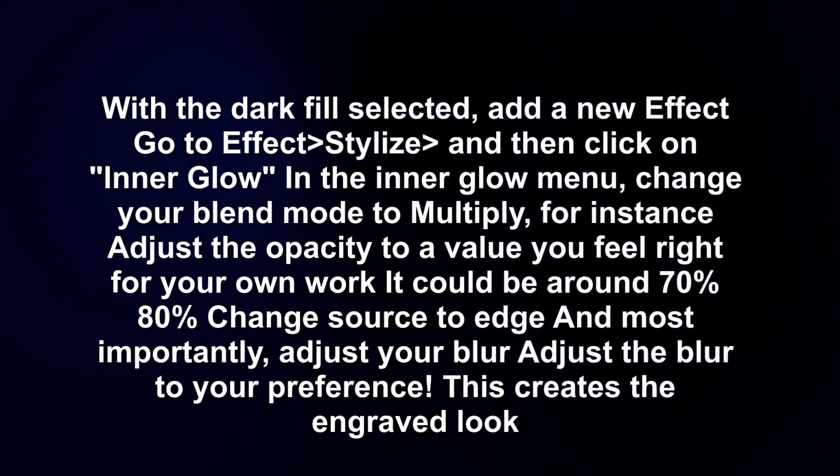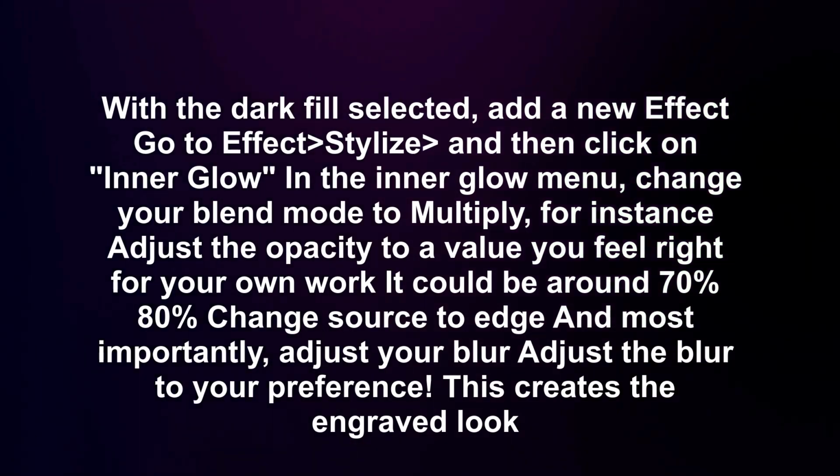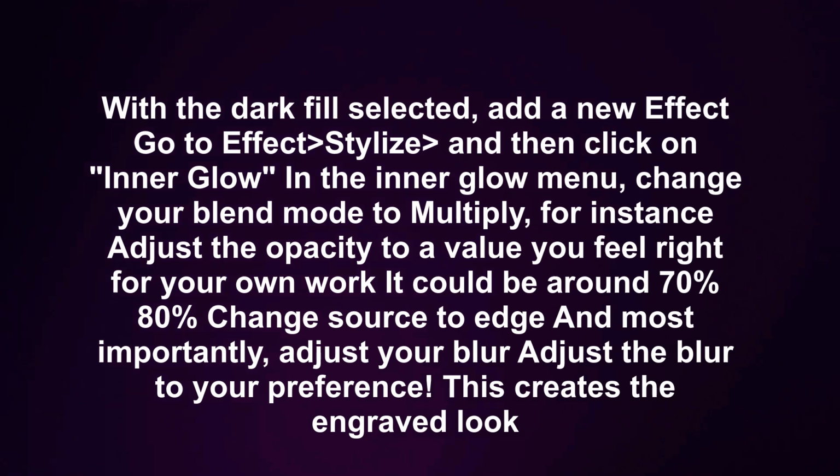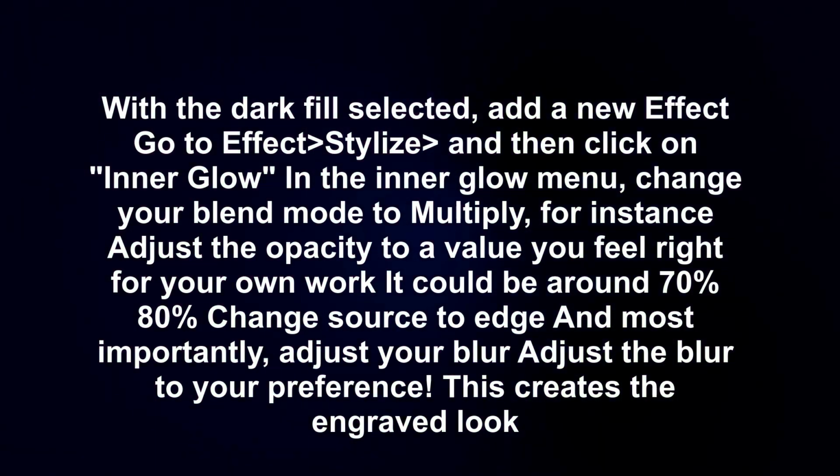Go to Effect, Stylize, and then click on Inner Glow. In the Inner Glow menu, change your blend mode to Multiply. Adjust the opacity to a value you feel is right for your own work. It could be around 70%, 80%.